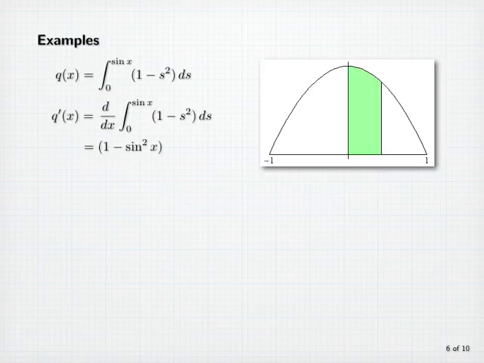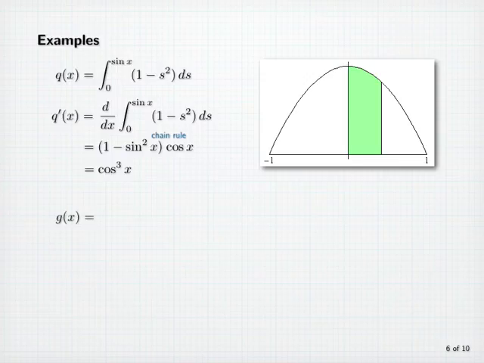The derivative of the outside function, the function capital phi of x, is 1 minus sine squared x. Notice we're simply substituting sine x into the integrand here. Then the chain rule tells us to multiply by the derivative of the inside function, sine x, and so we multiply by cosine x. Now 1 minus sine squared x is the same as cosine squared x, and so we have cosine squared x times cosine x, which equals cosine cubed x.